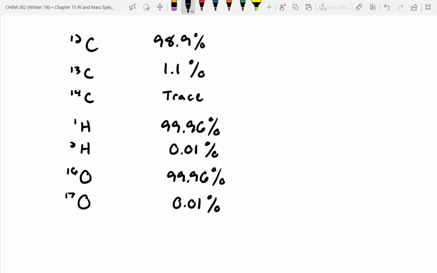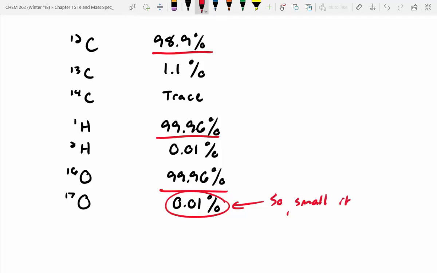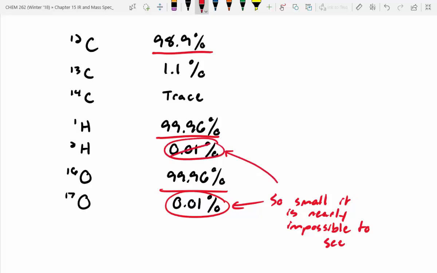All right, so clearly when we do mass spec, we'll be able to see carbon-12, we'll be able to see hydrogens, we'll be able to see oxygen-16, no problem. This one right here is so small, it doesn't really matter. So small, it is nearly impossible to see. And this is also the case with deuterium atoms, so I'm just going to circle these and cross them out and just say, don't worry about those. They're so minuscule, we just don't see them.